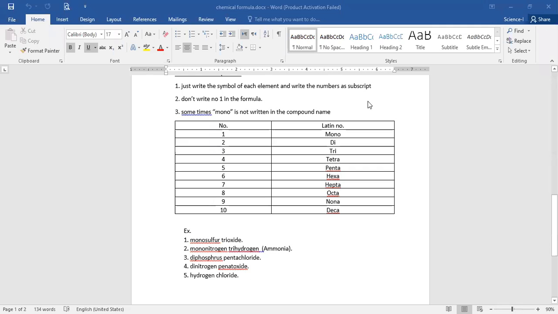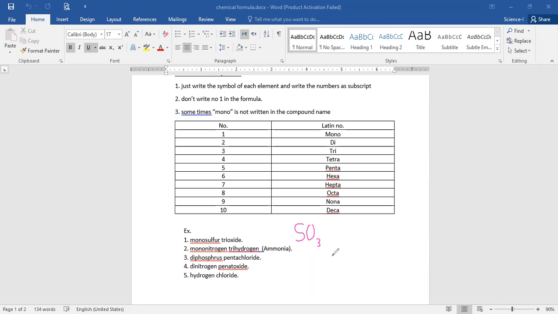Here we find that we don't write the word mono in the beginning of the compound. So here, monosulfur trioxide, sometimes it's monosulfur, or sometimes we say sulfur trioxide. Let's see what we're going to do. Monosulfur trioxide. Monosulfur, that means how many sulfur? 1. So sulfur is S. Just write S. Trioxide, that means how many oxygen? Tri, not tetra. Tri, 3. So it's SO3. That's it.